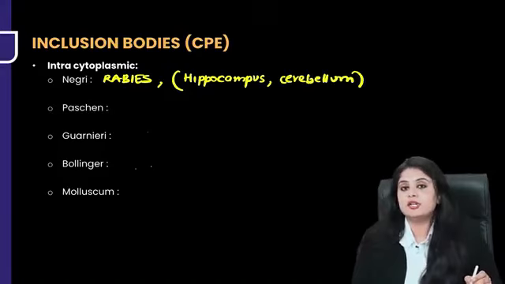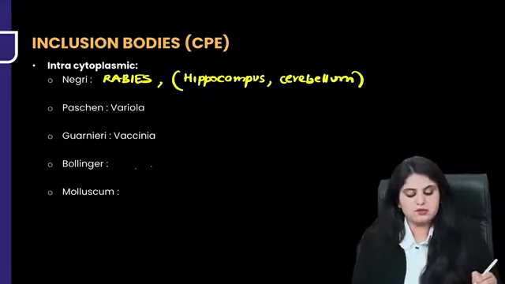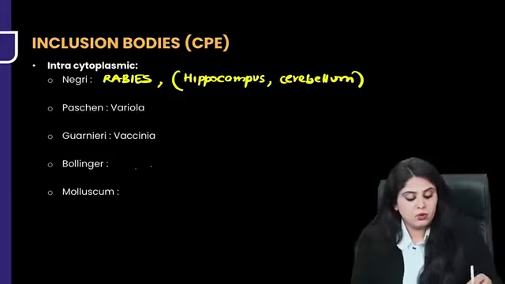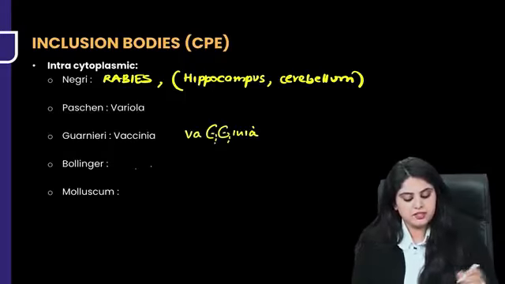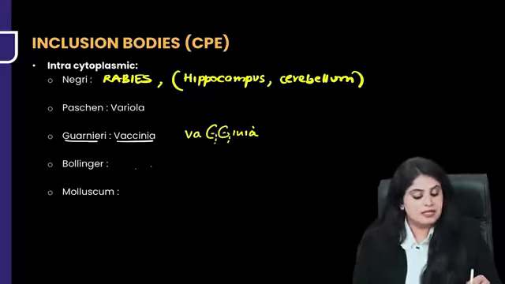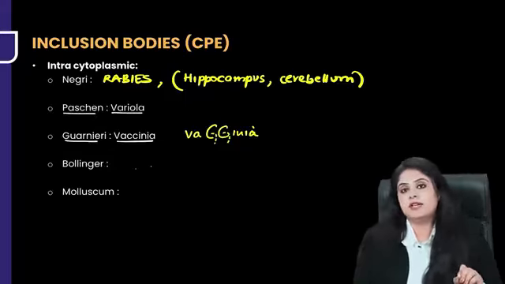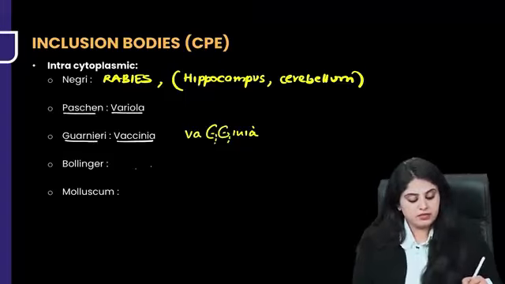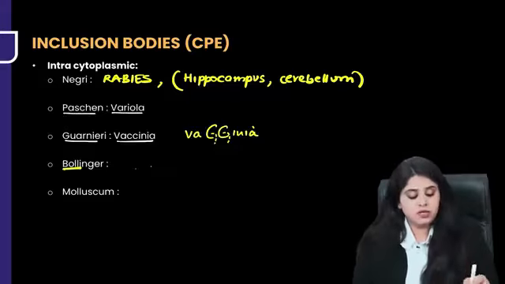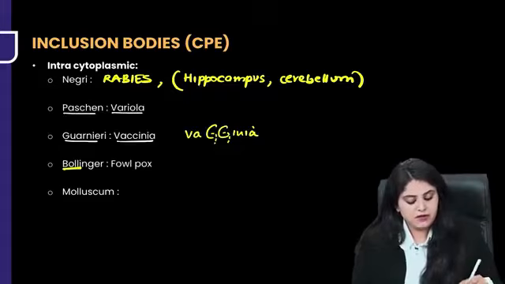Coming to the Paschen and Guarnieri bodies, all-time confusion. Some books say variola, vaccinia. So please remember Guarnieri: if I write vaccinia, it has lots of C's which I can easily convert into G's. So remember Guarnieri bodies are seen in vaccinia and Paschen bodies are for variola. Coming to Bollinger bodies, very easy to learn. Whenever you put a ball, in any game, football, basketball, what happens? Foul. So Bollinger bodies are seen in foul pox.